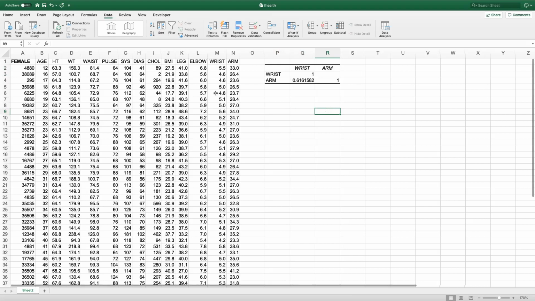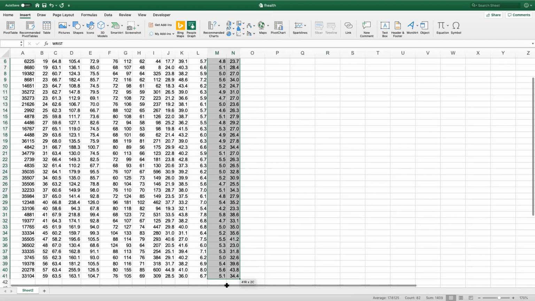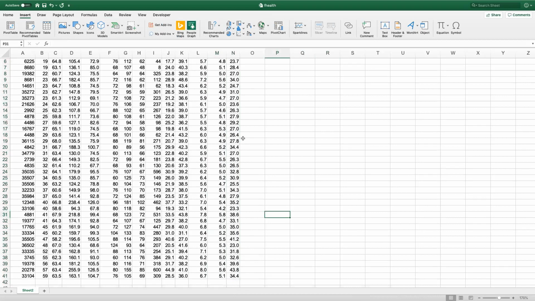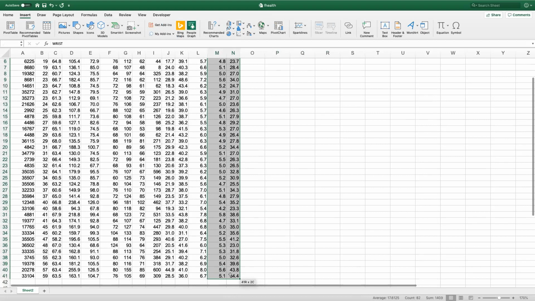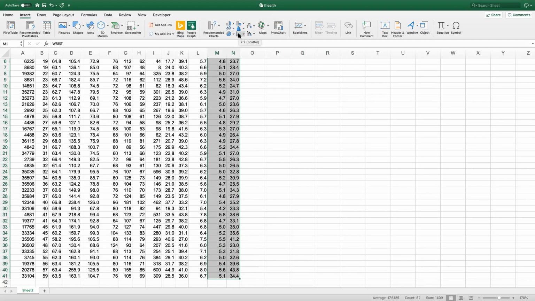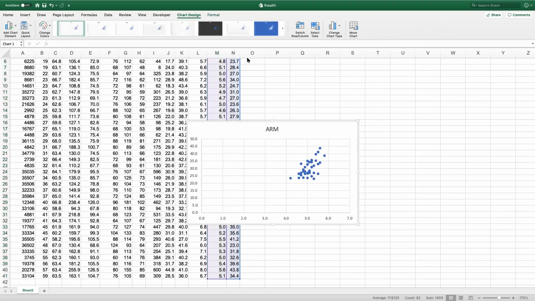And just for fun, let's just insert a scatter plot. So I'm going to highlight these guys. It's all glitchy when it's projecting, I think. You can insert a scatter plot. I would argue that it's a linear relationship. Not really, but maybe.